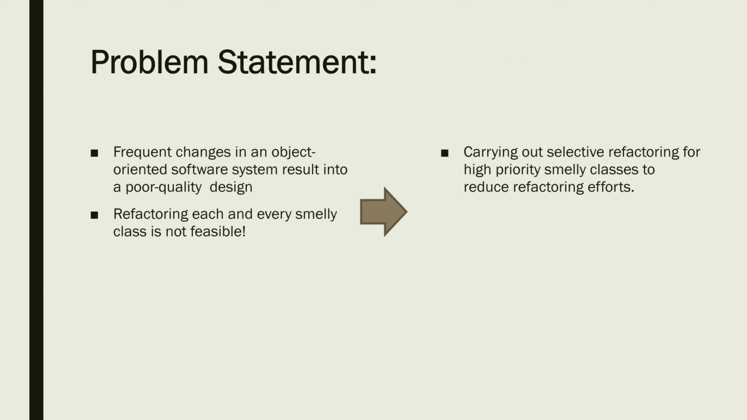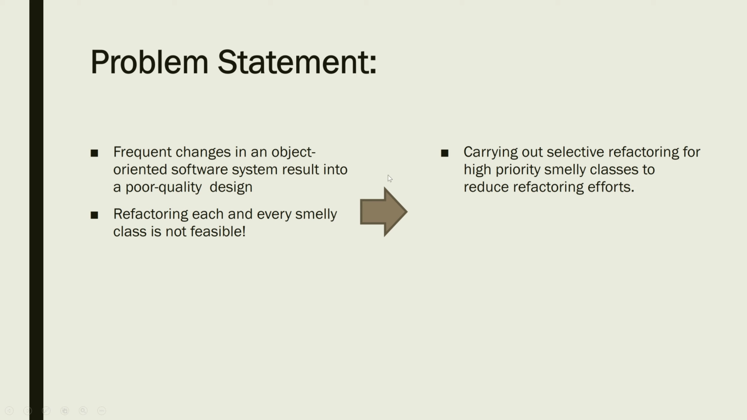As far as the problem statement of the work, frequent change in an object-oriented software system often results in a poor quality and less maintainable design, and this is sometimes called code smell, which causes degradation and needs to be corrected, for which refactoring is one of the possible solutions. It's not feasible to refactor each and every smelly class due to various constraints such as time and cost. So for this reason, it's desirable to make an efficient approach of refactoring.